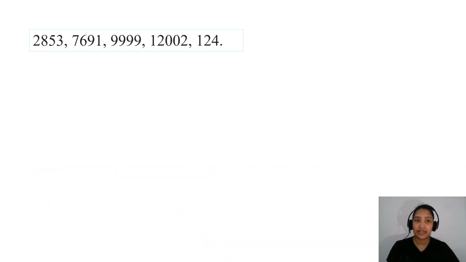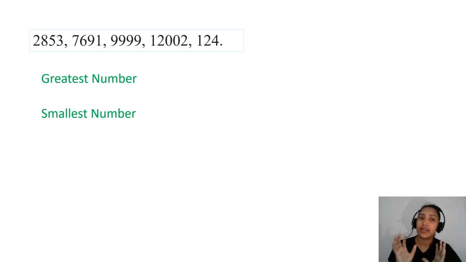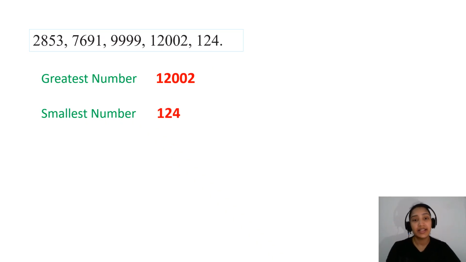Okay, children, moving to the next question. The question is given on the screen. There are 1, 2, 3, 4, 5 numbers. Among these 5 numbers, you have to find which is the greatest number and which is the smallest number. See, which number has the highest number of digits? There is a 5-digit number, that is 12,002, isn't it? That is the greatest number, 12,002. And which has fewer digits? That is 124. Very good. So 124 is the smallest number.